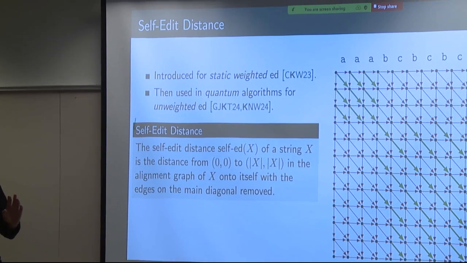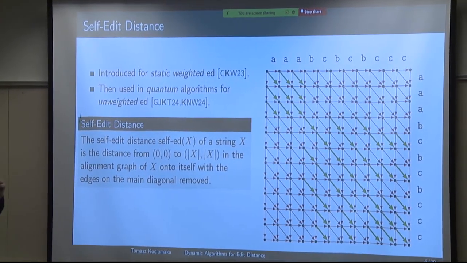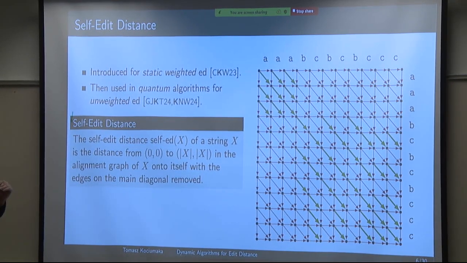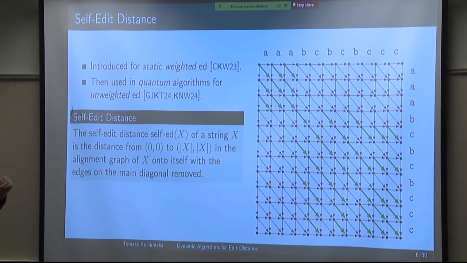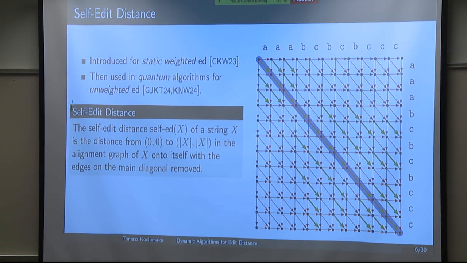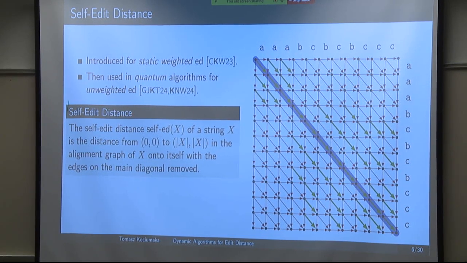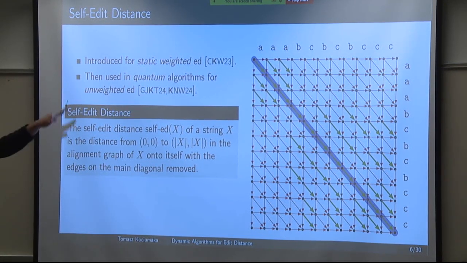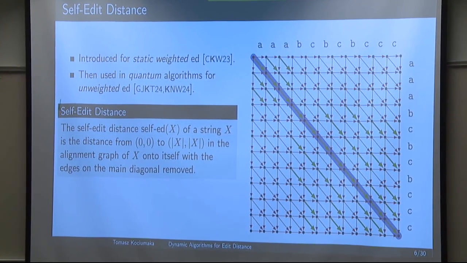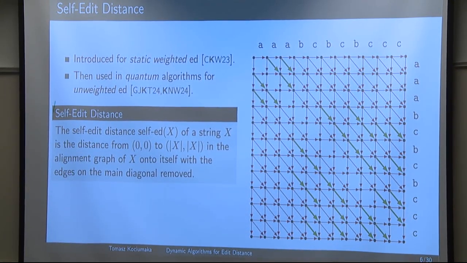So to define the self-edit distance, we look at the alignment graph, but the alignment graph is between the string x and itself. So in particular, the shortest path from the top left to the bottom right corner will be just following the diagonal of cost 0. But to compute the self-edit distance, we take this graph and we remove all these edges on the main diagonal. And now we want to compute the shortest path in the remaining graph.